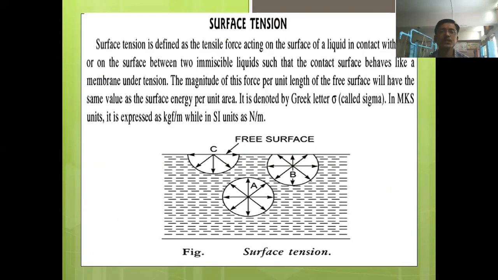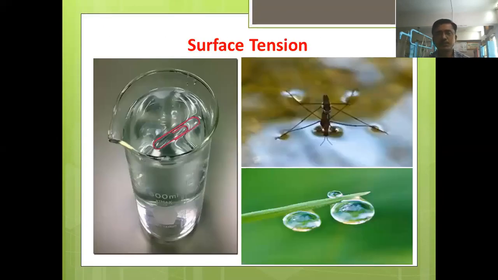So surface tension, here I have shown you examples of surface tension, like one safety pin floating on the surface of water. The reason behind that is the surface tension. Again, insects like mosquitoes can float on the water. The reason behind that is again surface tension. You can see this kind of curvature happening here, or when we put a needle on the surface of water, at that time the curvature of the surface of the liquid becomes like this, right?